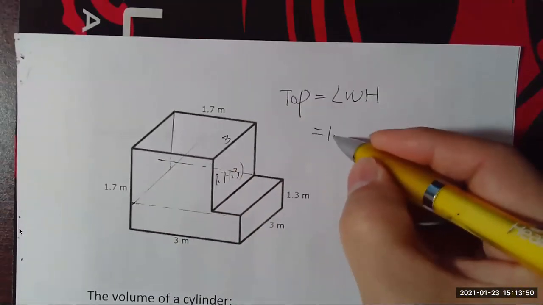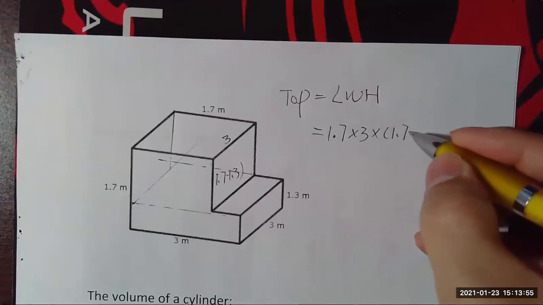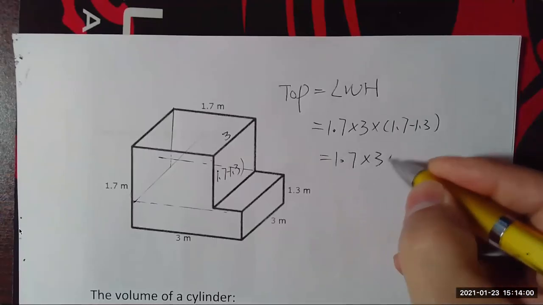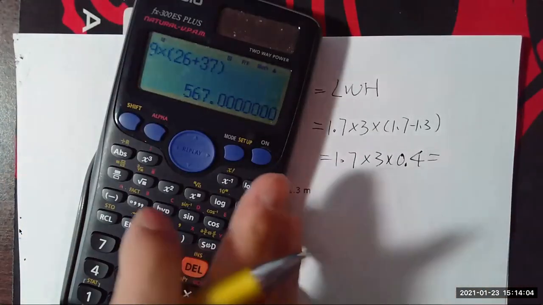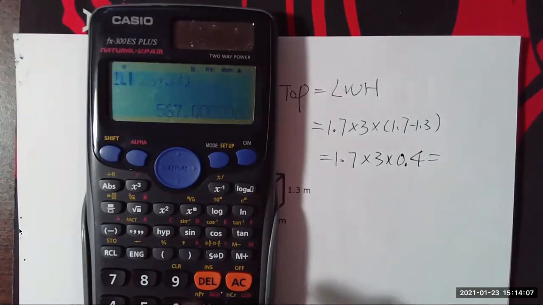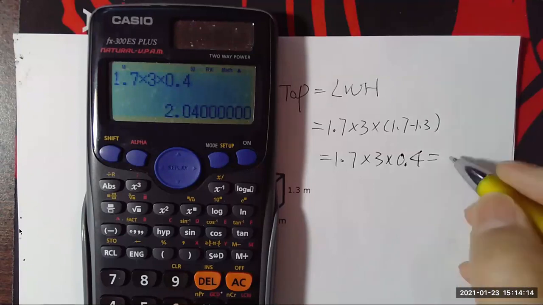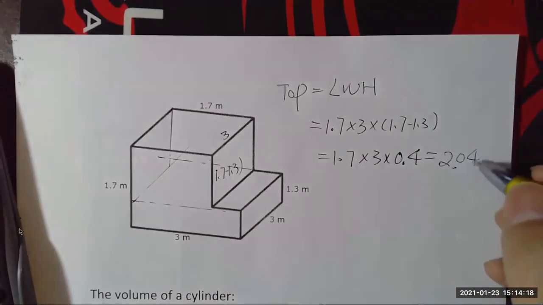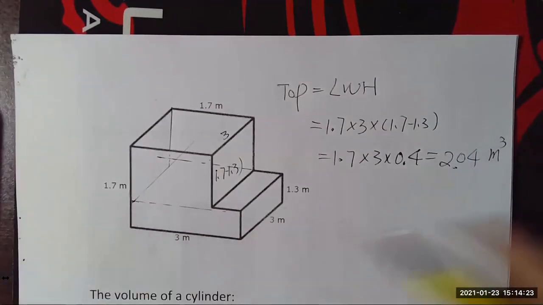So we get 1.7 times 3 times 1.7 minus 1.3. So 1.7 times 3 times 0.4. So let's do the calculation. 1.7 times 3 times 0.4 is 2.04. Exactly 2 digits because we are required to have 2 digits. So cubic meters, this is the volume.